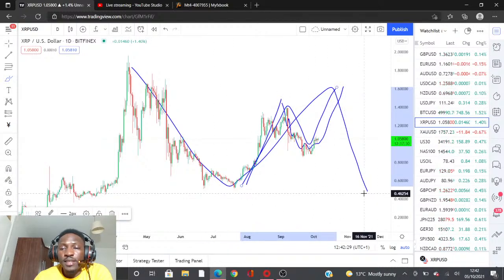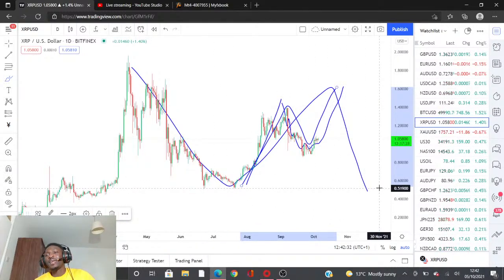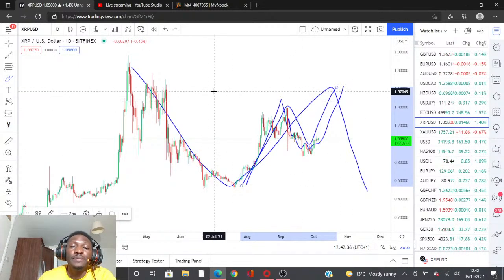We've seen these corrective patterns before. That's what I'm saying. When it comes to corrective patterns, the market can get a little bit more complex, guys. It can get really, really complex.